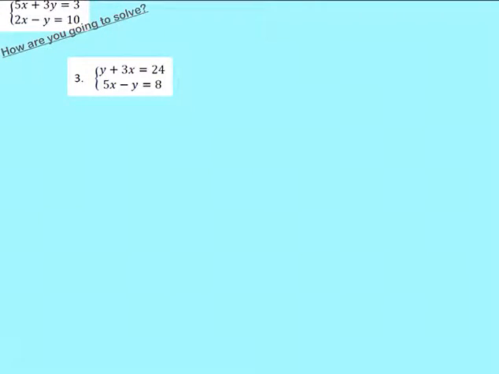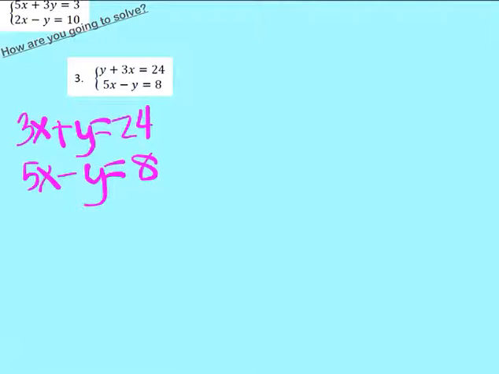So for number 3, the first thing I'm going to do is rewrite this equation so it's actually in standard form, so I have my y second. So I'm just going to start by doing that and then just see what that gets me. Okay, so what I noticed when I flip those around is that I have the same number with opposite signs on my y's, which means I can go ahead and add down the columns.